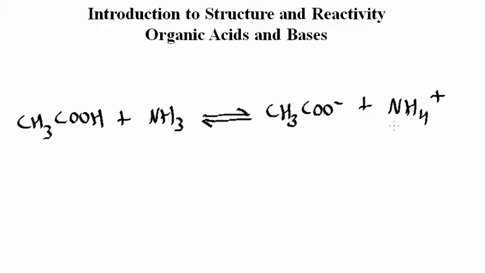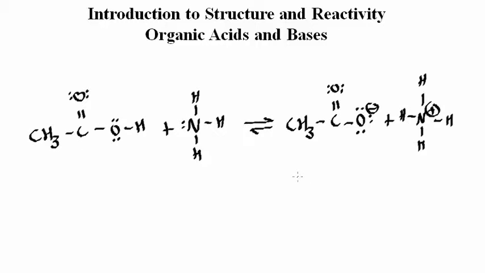In this example, we have a reaction between acetic acid and ammonia. The acetic acid on the left here is the acid. The ammonia is the base. CH3COO- is the conjugate base form of acetic acid, and NH4+ is the conjugate acid form of ammonia.